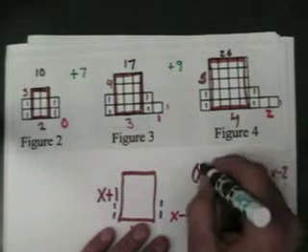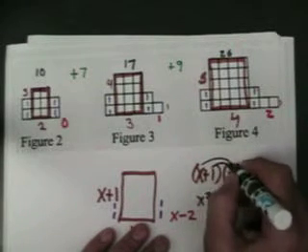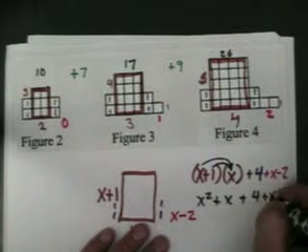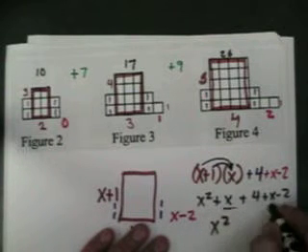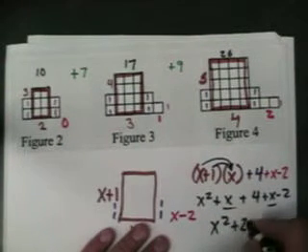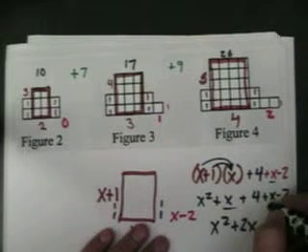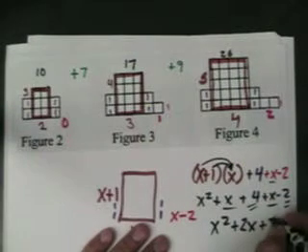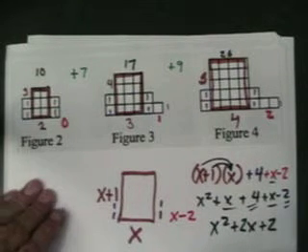If I multiply this, I get x squared plus x plus 4 plus x minus 2. Combine like terms, I get x squared plus 2x plus 2. And that gives me my rule, and so that's basically how we do that.